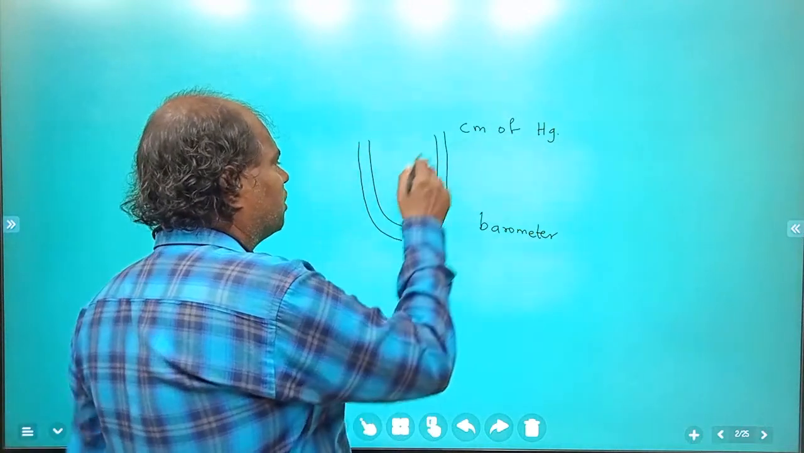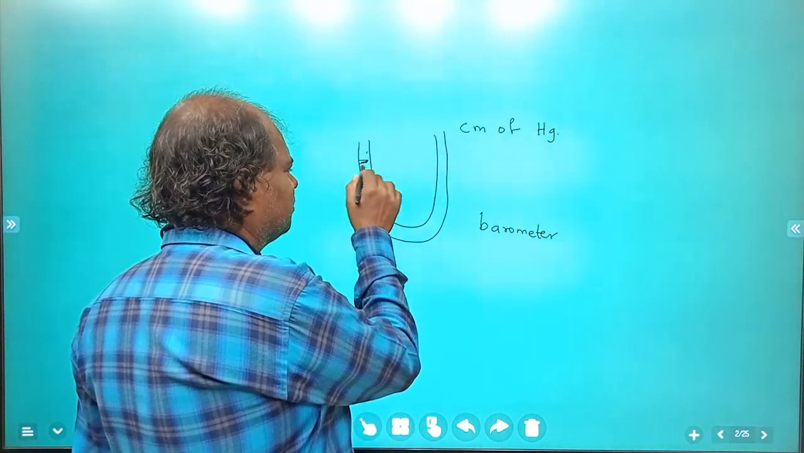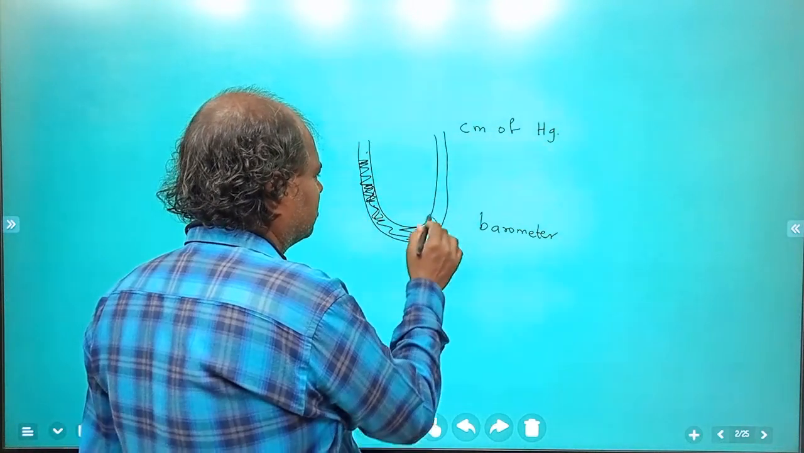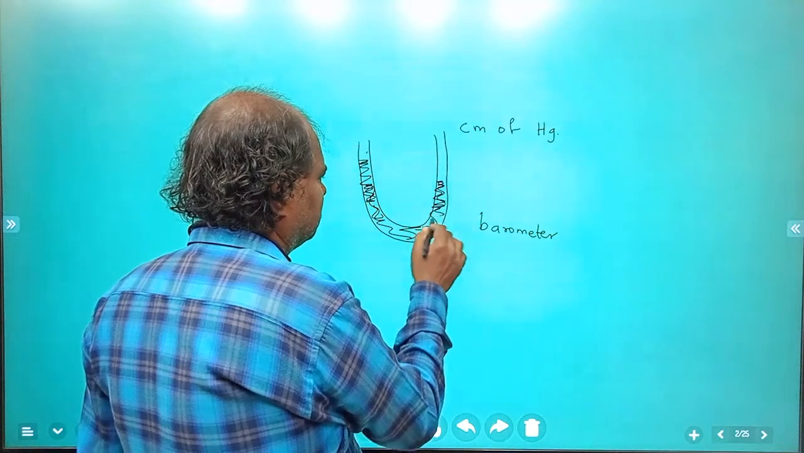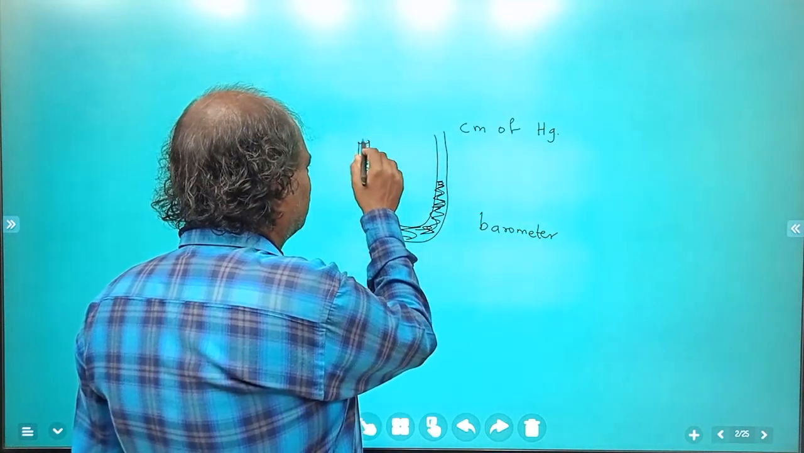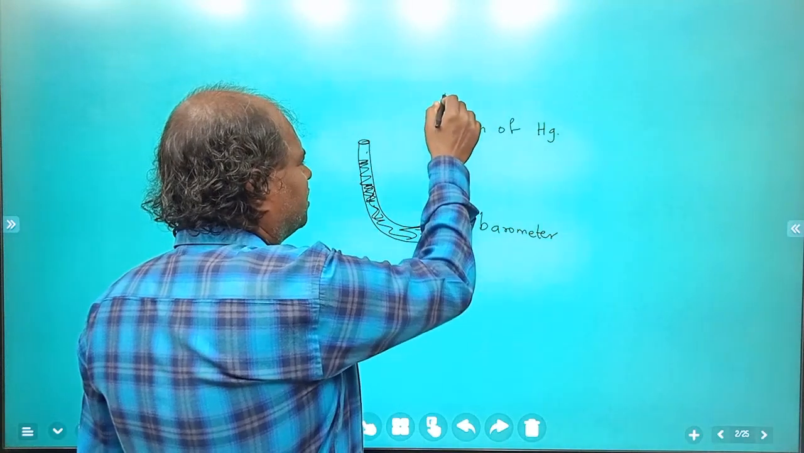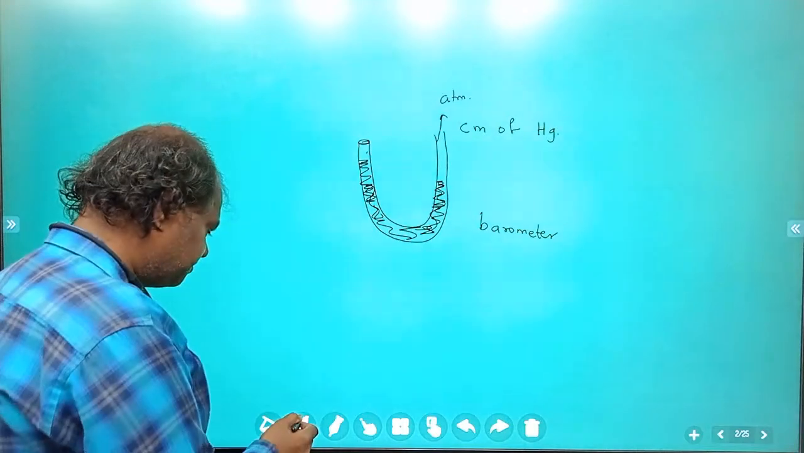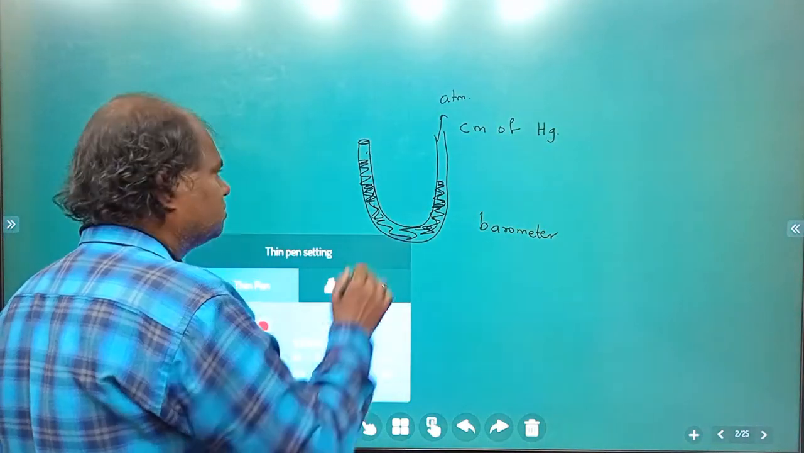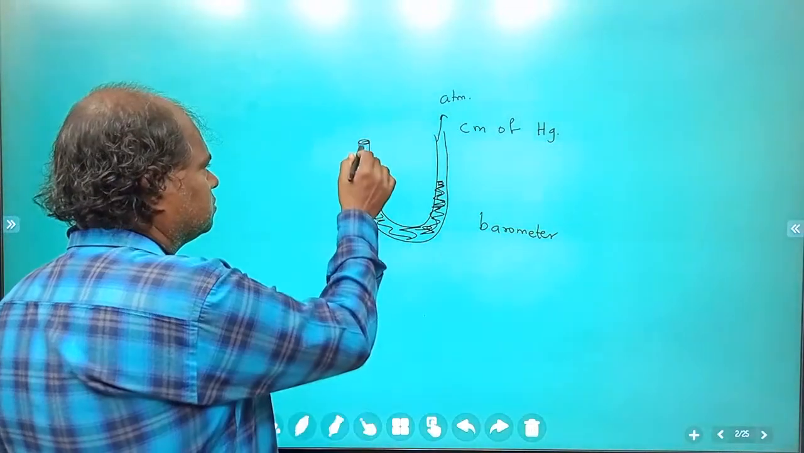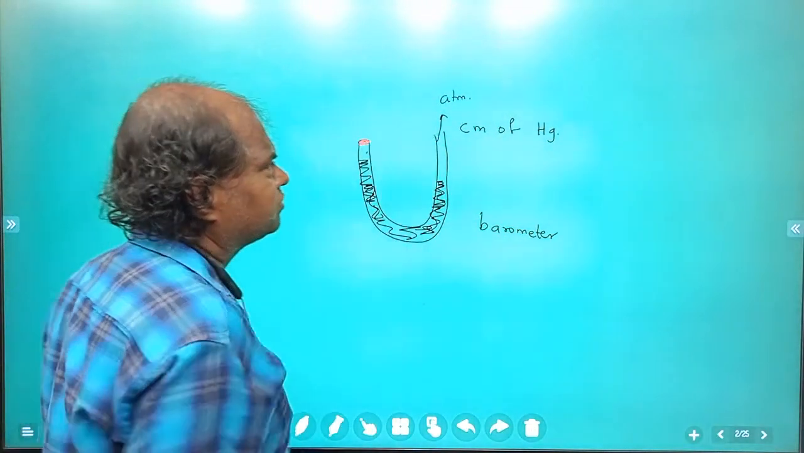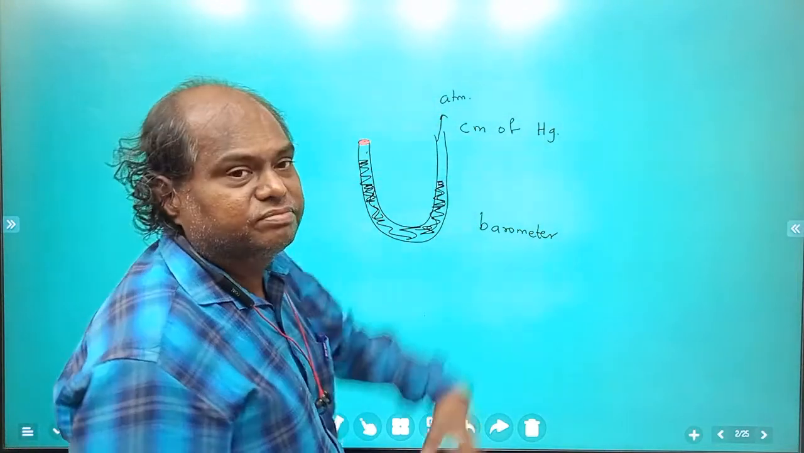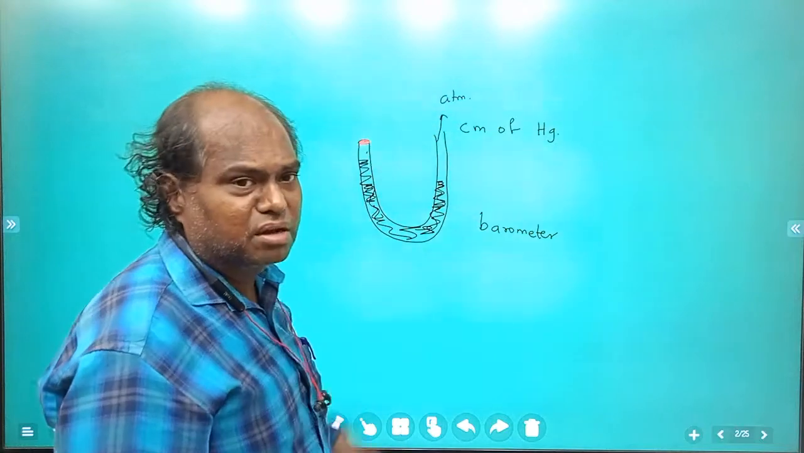Now, what is a barometer? A barometer is actually filled with mercury. So you have a lot of mercury here, right? Now, students, one end is closed, one end is open, open to the atmosphere. Let me show you with a different color. Open to the atmosphere, right? Now, the atmosphere will exert some pressure.